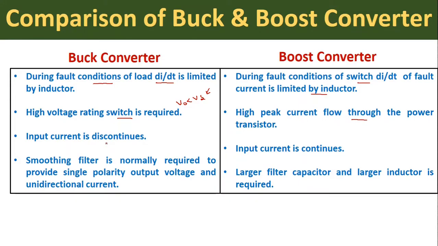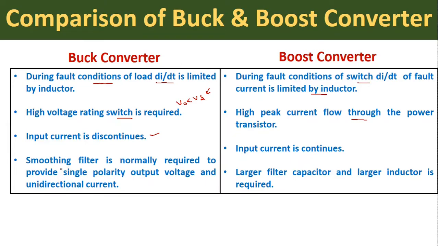Now in the buck converter, input current is discontinuous because the switch is connected in series with the input source voltage. Therefore, whenever the switch goes into the off condition, at that time the input current becomes discontinuous because the input circuit is disconnected from the load circuit. But in the boost converter, the input current is always continuous whether the switch is closed or opened.